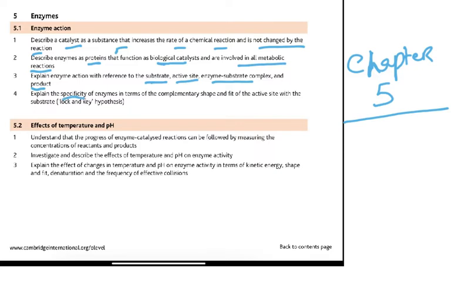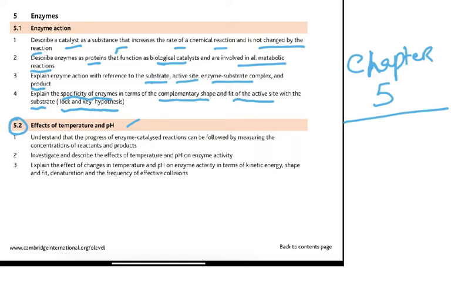Explain the specificity of the enzyme. The specificity of the enzyme is the shape of the active site in terms of the complementary shape and the fit of the active site with the substrate. And then we have to mention the lock and key hypothesis, which needs to be discussed. And then we will discuss 5.2, which is effects of temperature and pH.